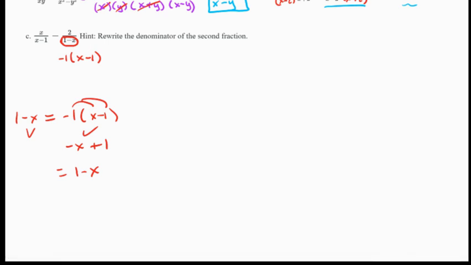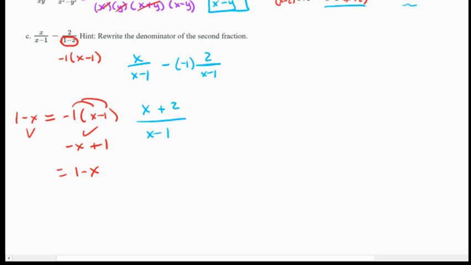Another way I could look at this is to move that negative 1 out to the front. So I have x over x minus 1 minus negative 1 times 2 over x minus 1. So what this ends up becoming is x plus 2 over x minus 1.